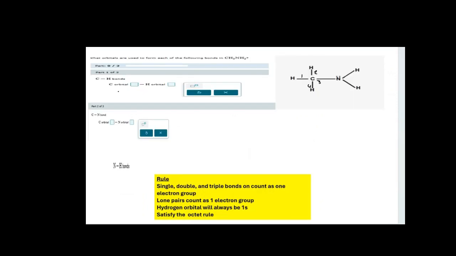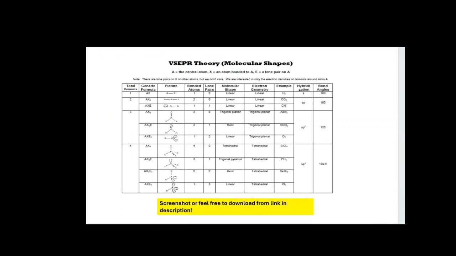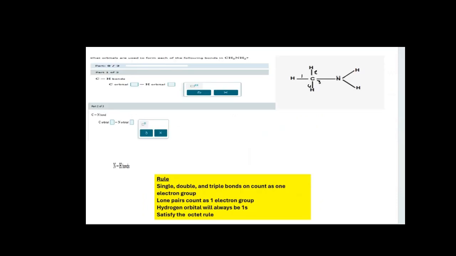So in ALEKS right here, we can just write sp. ALEKS is kind of real picky, so make sure that you have your sp and then your 3 towards the top. And then for hydrogen, I've already written the rule on the bottom because it really can only form one bond, one electron group. So for that one, we're only going to write 1s.